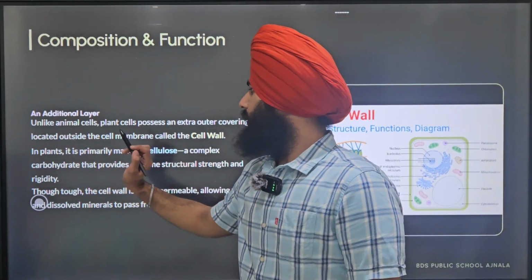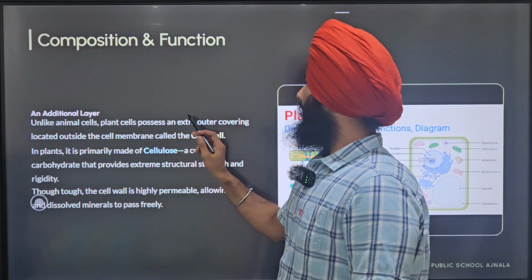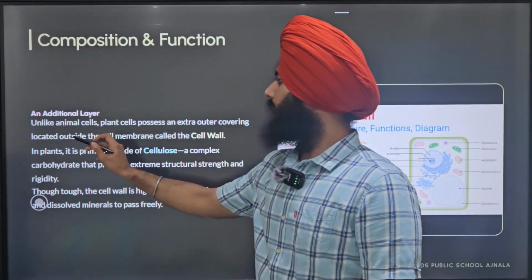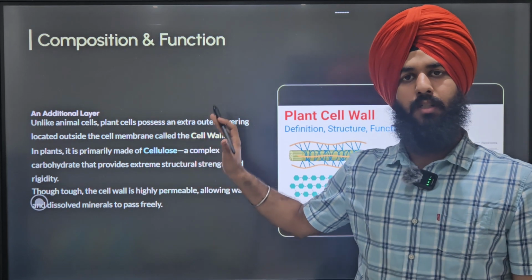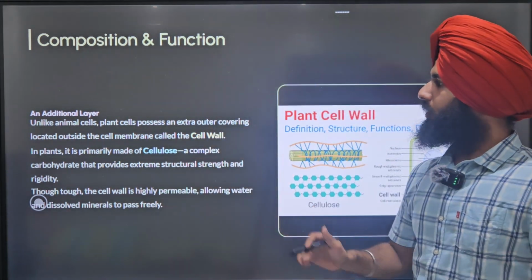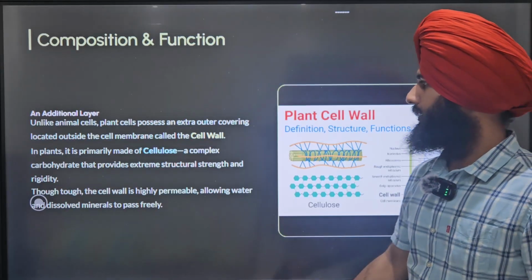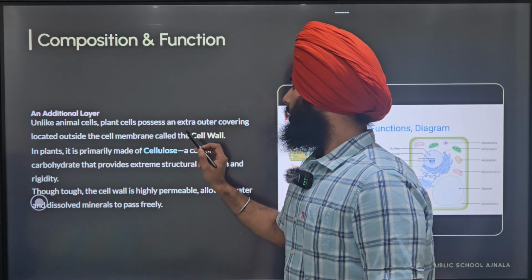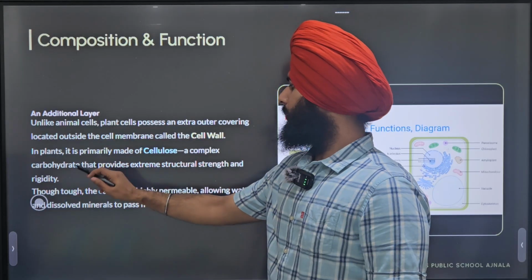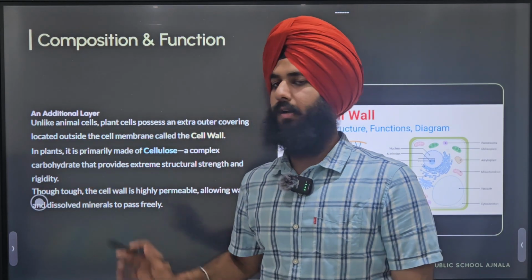So unlike animals, plant cells possess an extra outer covering located outside the cell membrane, and this is called the cell wall. This is not present in animal cells. This is only present in plant cells. In plants, it is primarily made of cellulose, a complex carbohydrate that provides extreme structural strength and rigidity.